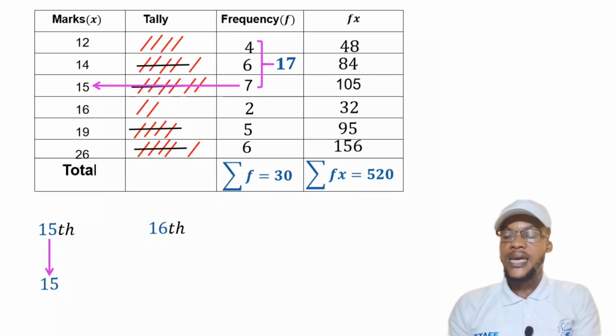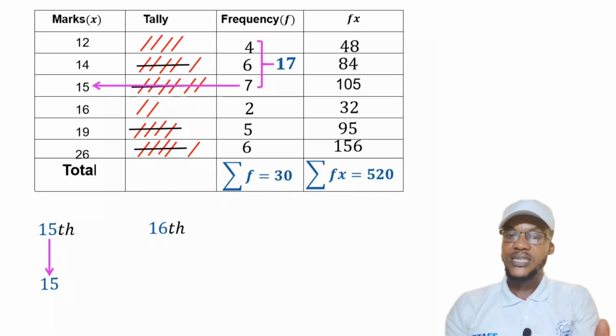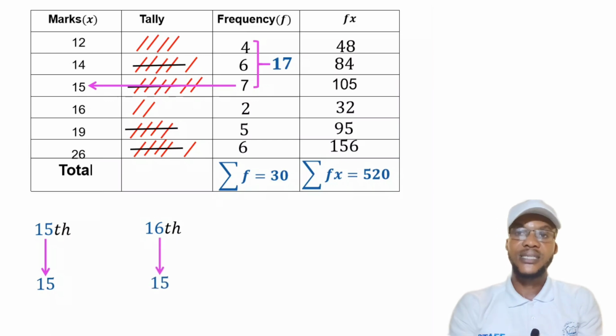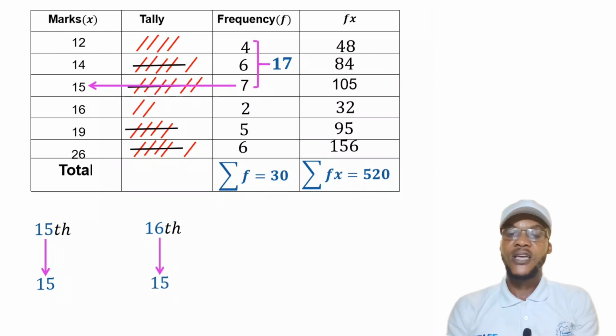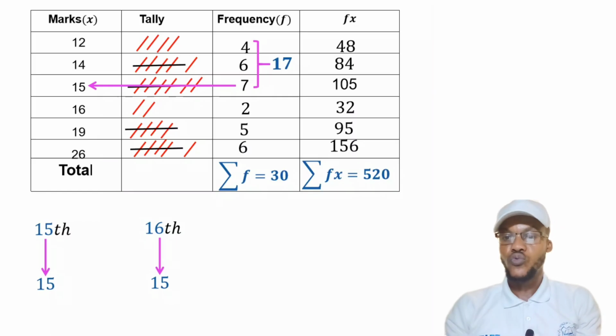Okay, so in that case, it was also at the 7th of the frequency that we got that position. So it means that our 16th is also going to be the same as the 15th. For that matter, we can see that the 16th position is also 15. So we have a value at the 16th position, which is 15, the same as the 15th. So at both the 15th and 16th positions, we have the same 15.